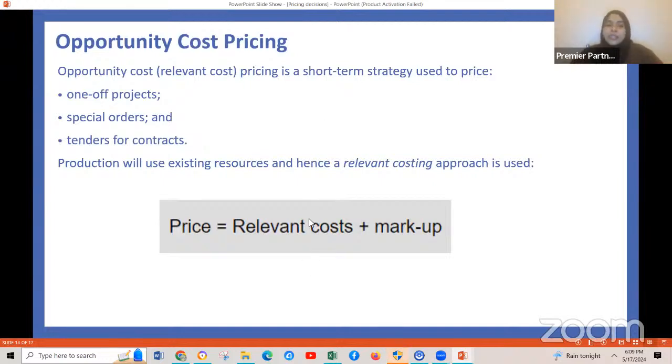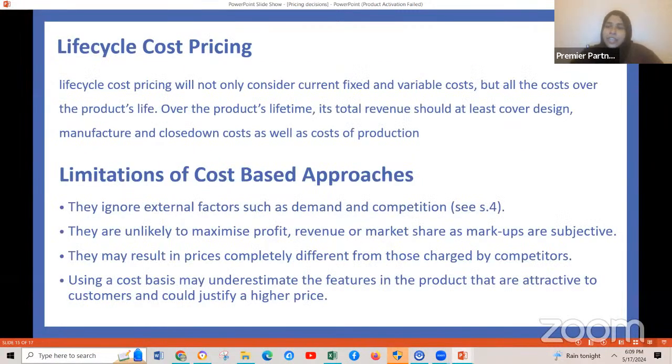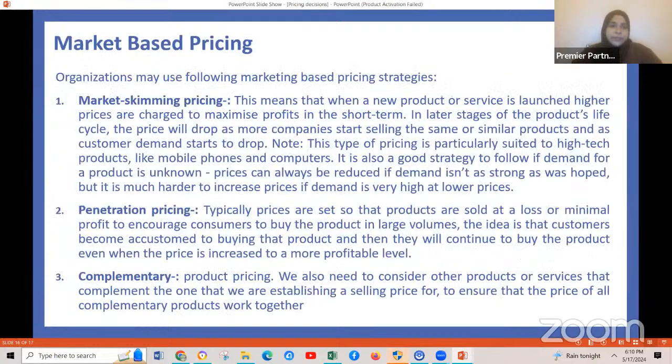Opportunity cost pricing is when you take the relevant cost of the project and add a markup to that. Life cycle cost pricing is when you take the entire life cycle cost and you add a markup or margin to arrive at a profit.